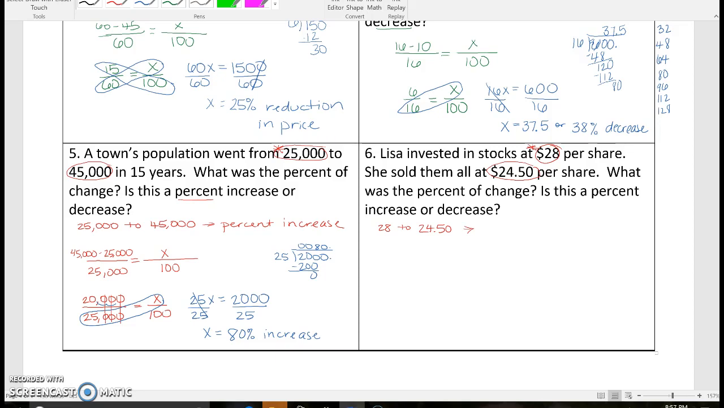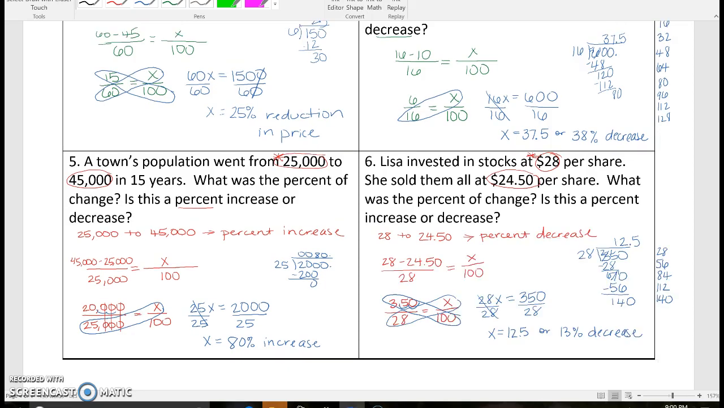All right, y'all set up your proportion and solve. Press pause. Okay, so once I set up my proportion, so change, big minus small, over original. Original was 28. I did my cross product, so 28x equals 3.50 times 100. So I moved my decimal 2 places to the right when I multiplied by 100. So then I did 350 divided by 28, and I got 12.5, or about a 13% decrease, right? We went from 28 to 24.50. So unfortunately, she lost money on that deal.